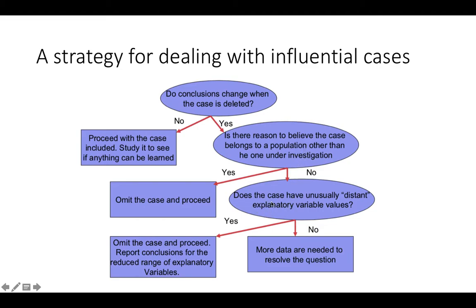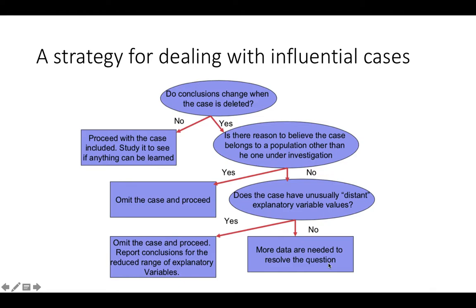Then the next question is: does the case have unusually distant explanatory variable values? Unusually distant explanatory values, does it create so much of a difference? If yes, omit the case and proceed. So this is what you have to do. When you do your analysis, you may have to take out State Bank of India because it could create this problem. Report conclusions for the reduced range of explanatory variables. So you talk about the results as being applicable without State Bank of India. If it is not, then more data is needed to resolve this question.